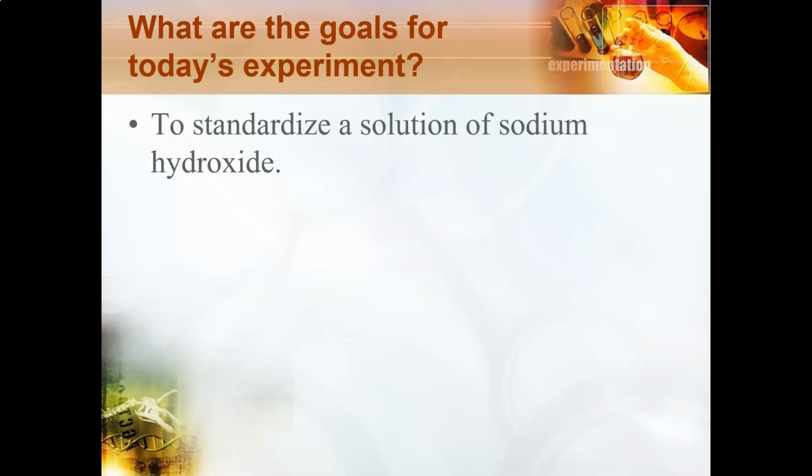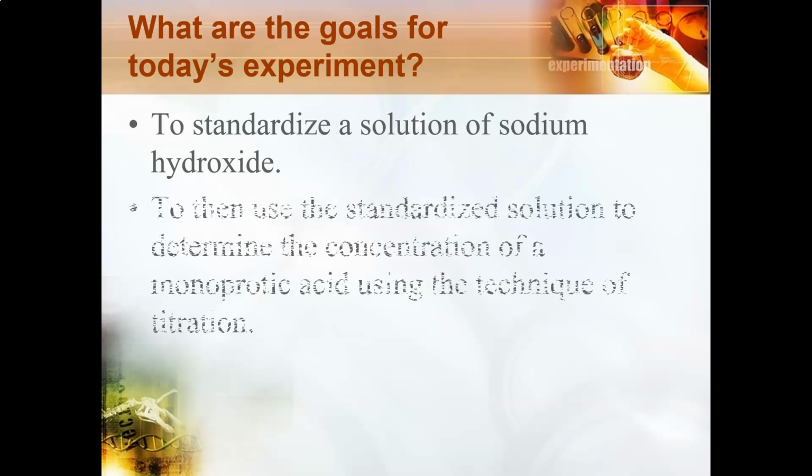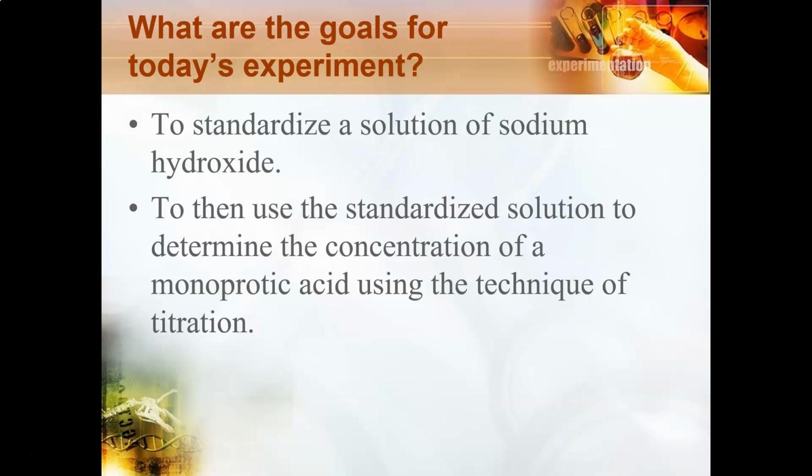So the goals for today's experiment, there are two parts. First, we're going to standardize a solution of sodium hydroxide. And then once the sodium hydroxide solution is standardized, and we know its concentration very accurately and precisely, we will use that standardized solution to determine the concentration of a monoprotic acid. We'll be using hydrochloric acid using the technique of titration.